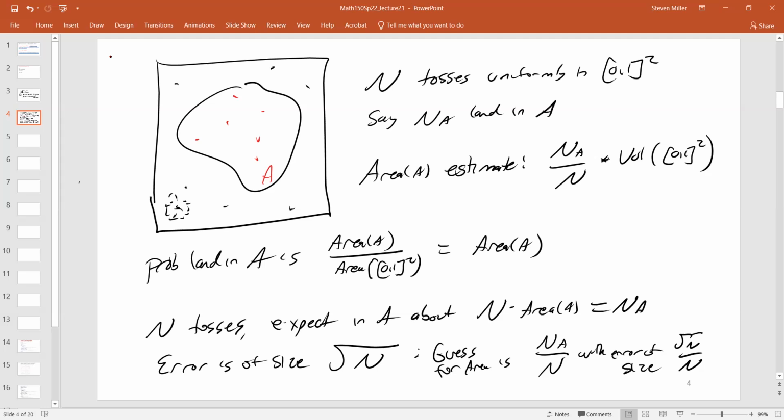So as long as we can easily tell if you're in the region, we can now use this to estimate areas. Or if we were in 3-space, volumes. All we have to be able to do is determine, are we in the region? I don't care how bad the region is. I just need a simple way to tell me, am I in or not? Right.